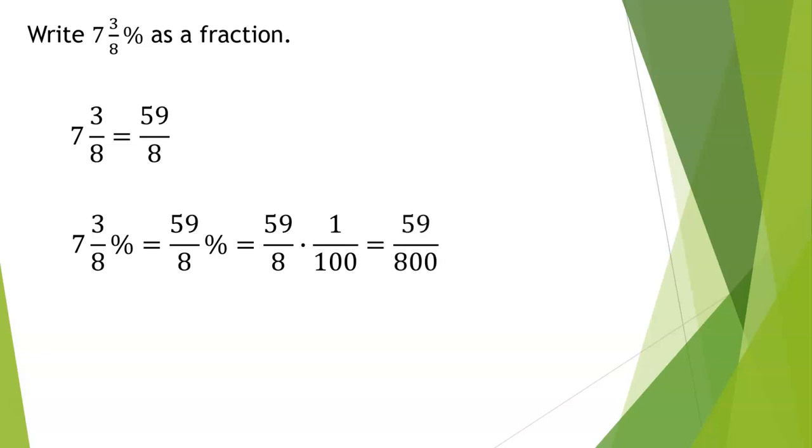Now multiply the numerators and multiply the denominators to get our single fraction. One last thing to check for is whether we can simplify this fraction. Look to see if there's any number that divides into both 59 and 800. And since there isn't, we're finished.